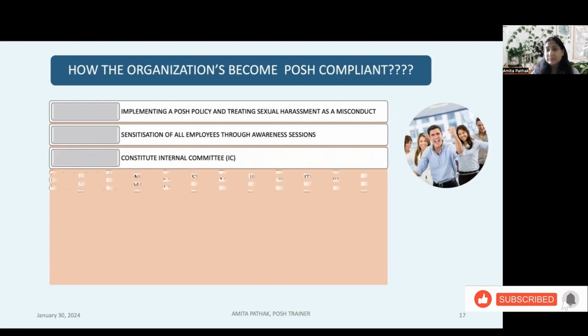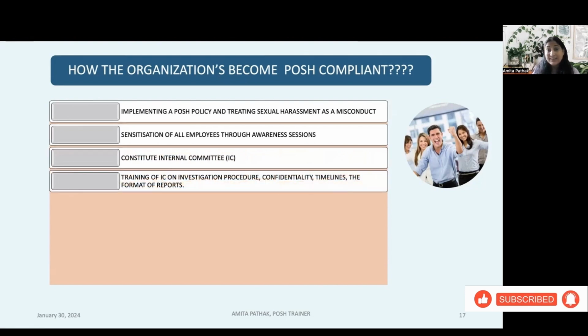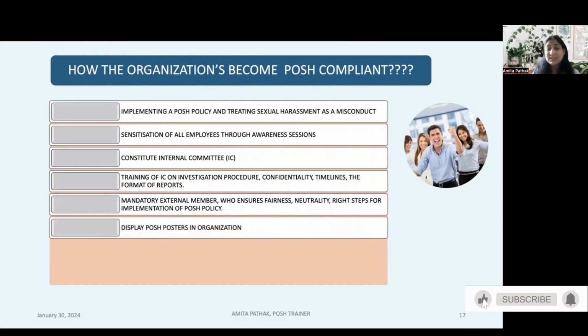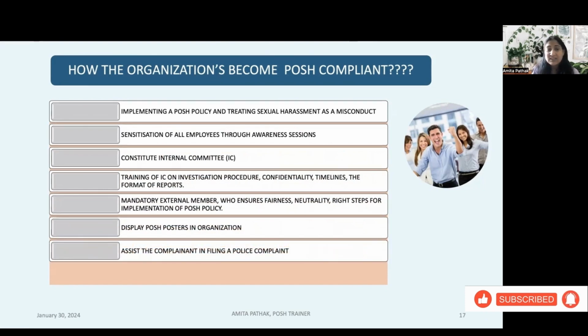Constituting an internal committee and training the internal committee on investigation procedure, confidentiality, timeline, and the formats of reports. Mandatory external member, who ensures fairness, neutrality, and the right steps for implementation of the POSH policy. Display POSH posters in the organization, assist the complainant in filing a police complaint.